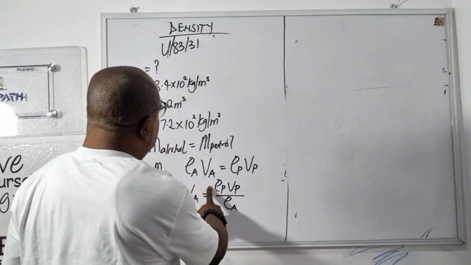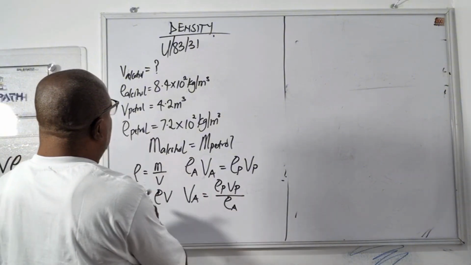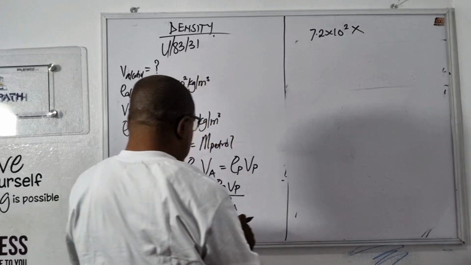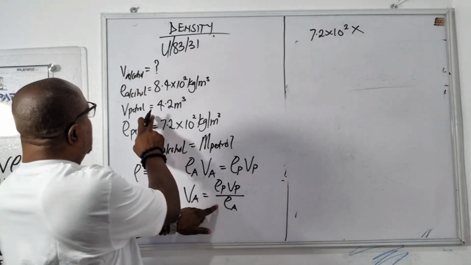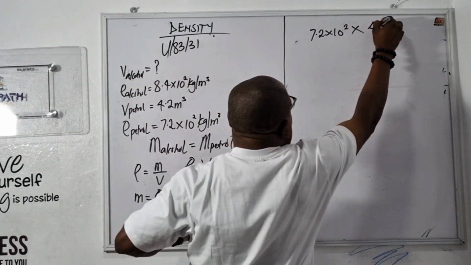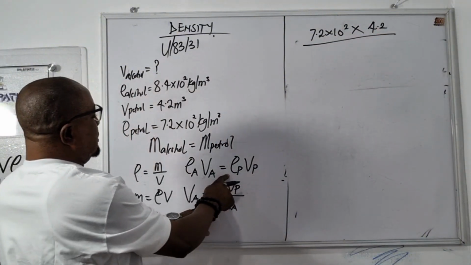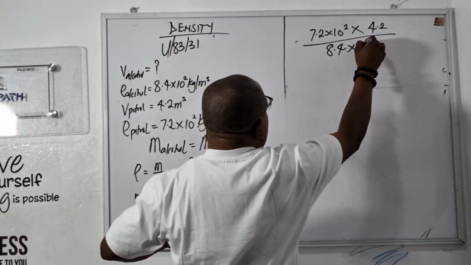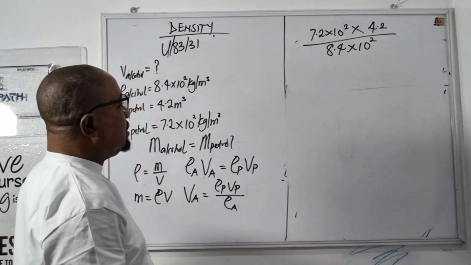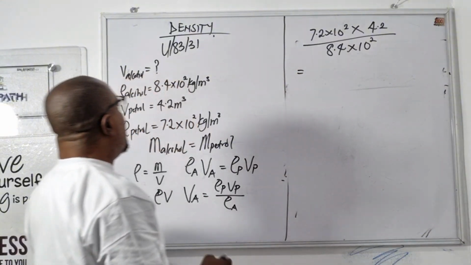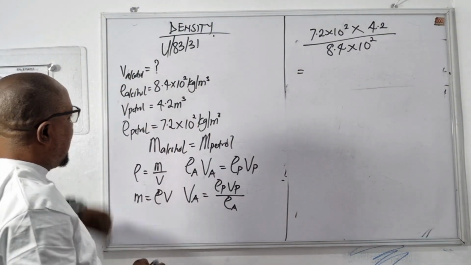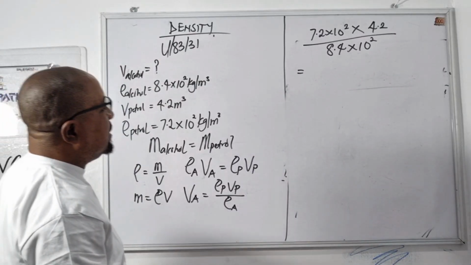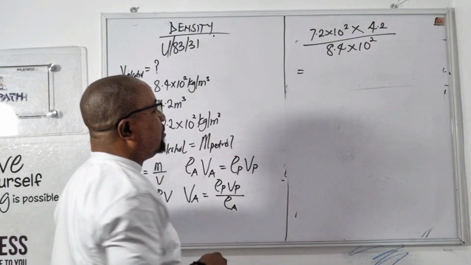Alright, so what is the density of petrol? Density of petrol is 7.2 times 10 raised to the power 2. What is the volume of petrol? Volume of petrol is 4.2, all over the density of alcohol, that's what? 8.4 times 10 raised to the power 2. So we're going to do this to get the volume of alcohol that will have the same mass as 4.2 meter cube of petrol. So what will be this answer? Can we all join in calculating this?